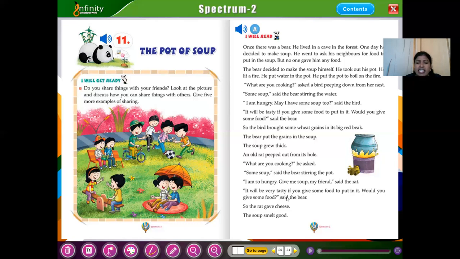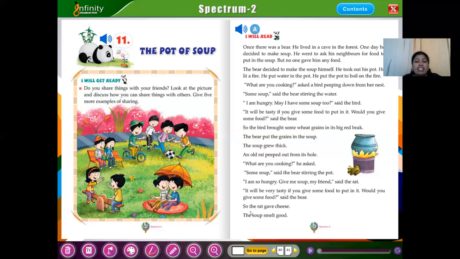"It will be very tasty if you give some food to put in it. Would you give some food?" said the bear. So again, the same question the bear asked. If you give some food to put in, the soup will become more tasty. Would you give some food? So the rat gave cheese. Cheese is also a milk product, children. Okay. Cheese is also a milk product.